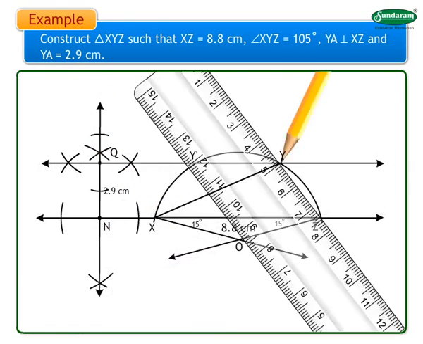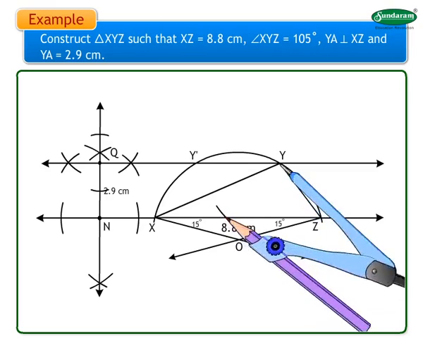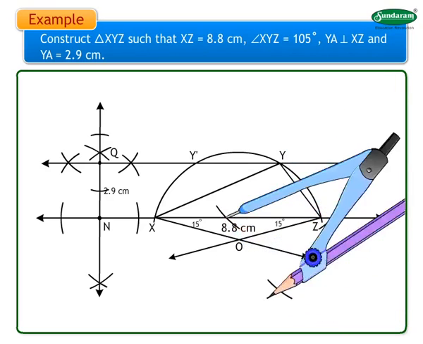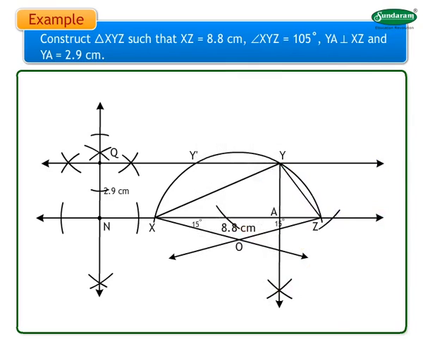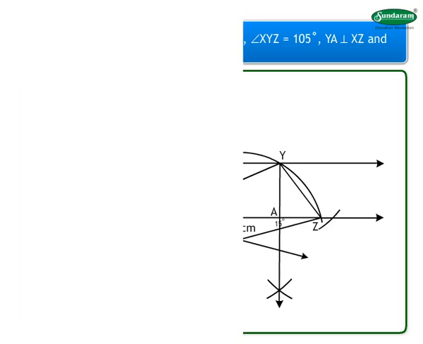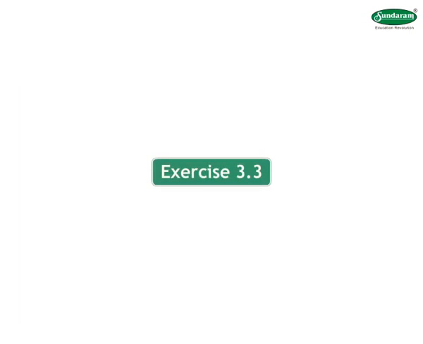Now join XY and YZ. Draw YA perpendicular to segment XZ. Thus, triangle XYZ is the required triangle. Now let's solve exercise 3.3.